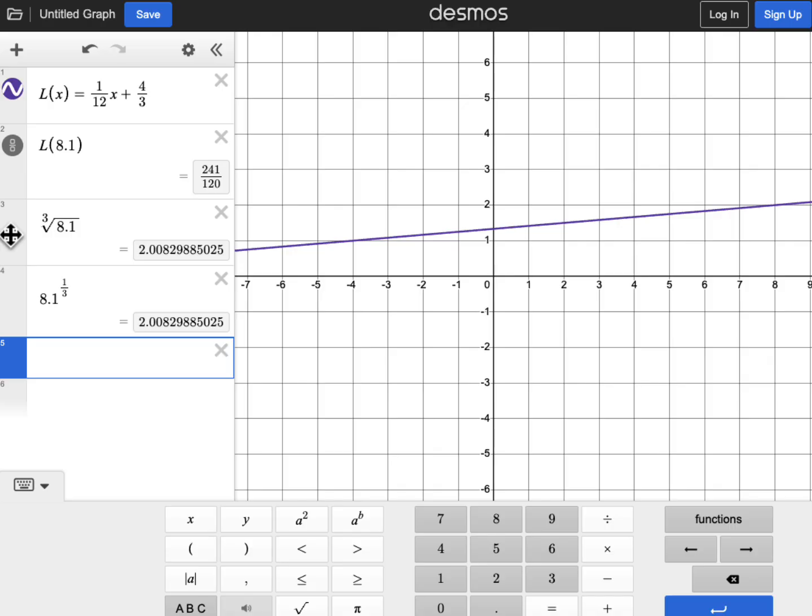which is one reason why using the local linearization to approximate the cube root of 8.1 and getting 241 over 120 is so interesting. We get a fraction that approximates the value of an irrational number, or in other words, a number that cannot be written as a fraction.